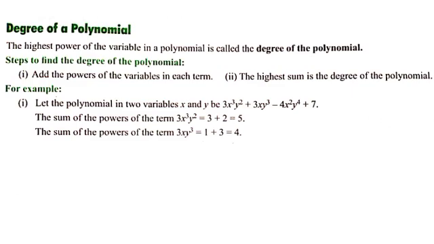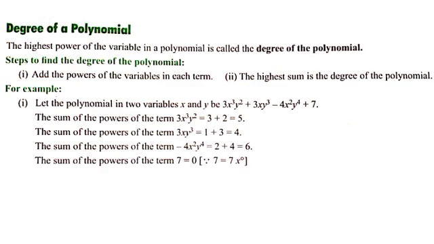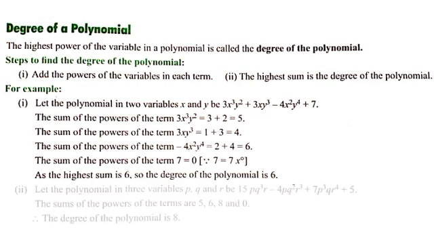The sum of the powers of the term 3xy³ is equal to 1 + 3, because if a variable didn't have any power, it means the power is 1. So 1 + 3 is equal to 4. The sum for the term -4x²y⁴ is equal to 2 + 4, which is equal to 6. And the sum for 7 is equal to 0, because there is no variable in the term. As the highest sum is 6, the degree of the polynomial is 6.